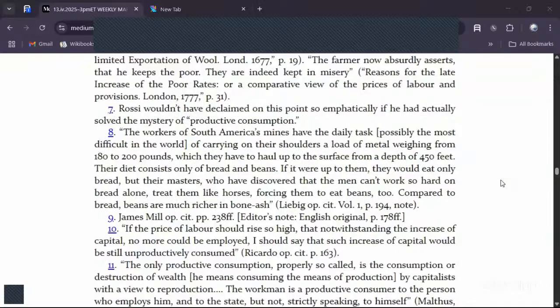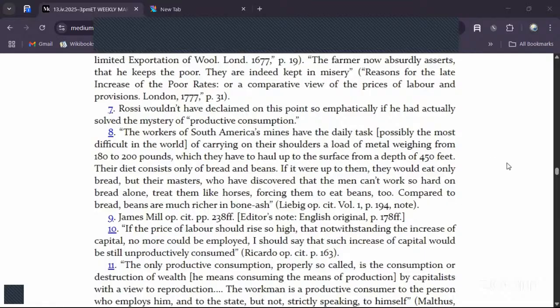Number 8. The workers of South America's mines have the daily task, possibly the most difficult in the world, of carrying on their shoulders a load of metal weighing from 180 to 200 pounds, which they have to haul up to the surface from a depth of 450 feet. Their diet consists only of bread and beans. If it were up to them, they would eat only bread, but their masters, who have discovered that the men can't work so hard on bread alone, treat them like horses, forcing them to eat beans too. Compared to bread, beans are much richer in bone ash. It's from Liebig, which is also interesting as well.